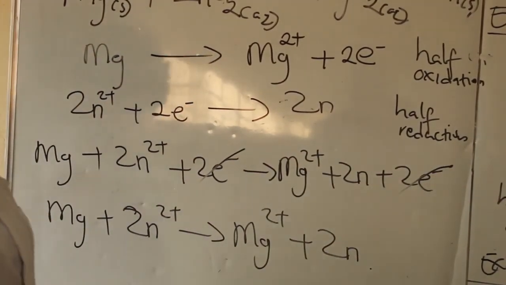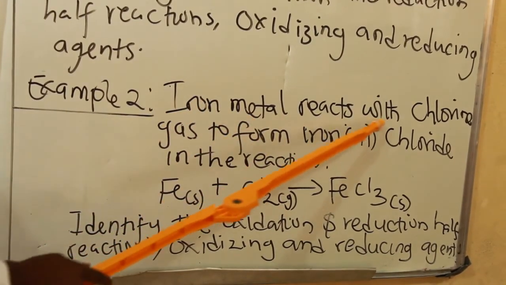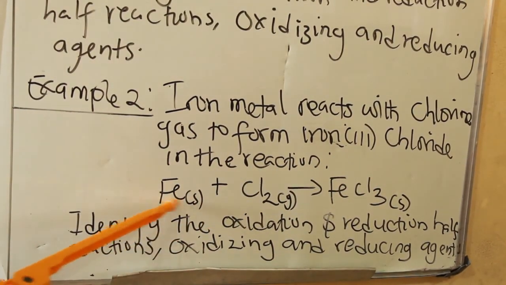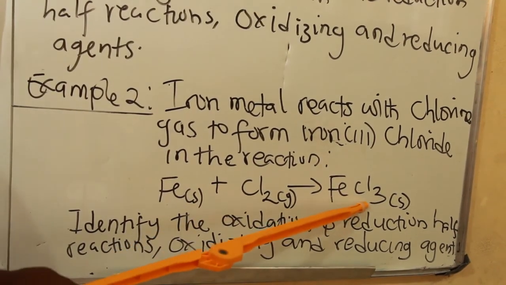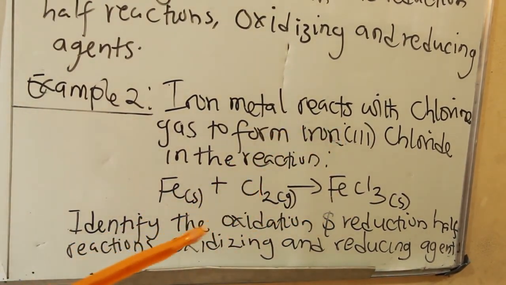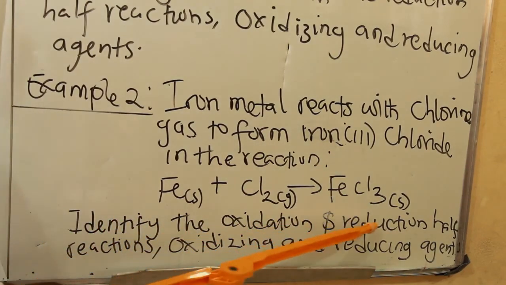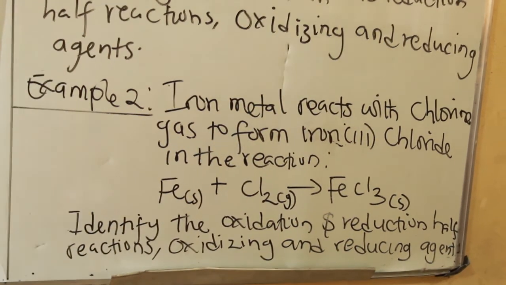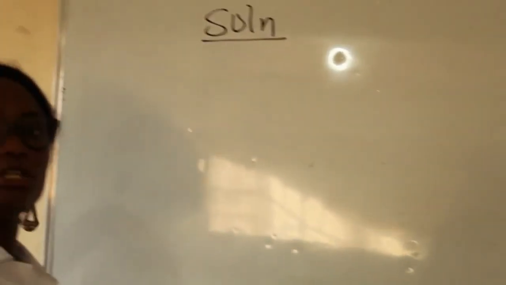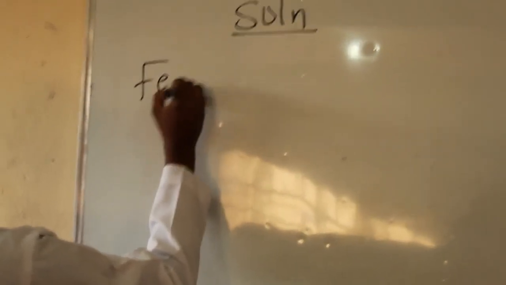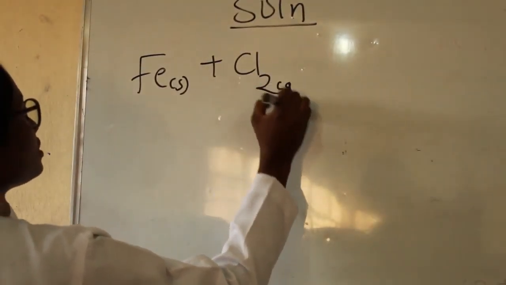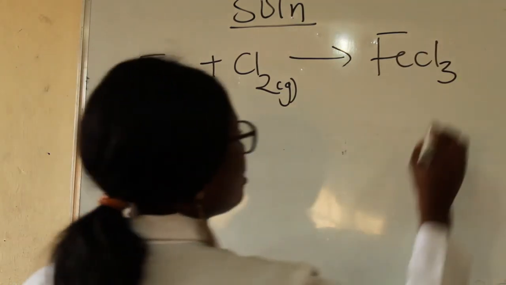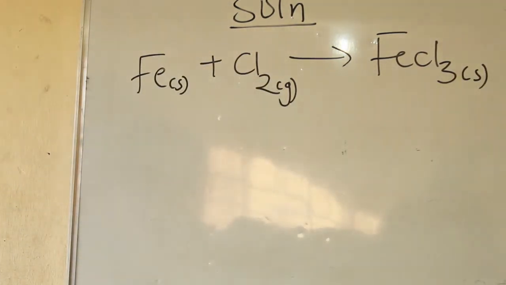Okay? Having gotten that, iron metal reacts with chlorine gas to form iron 3 chloride in the reaction. So you have iron here plus chlorine gas. Here is iron 3 chloride. Now identify the oxidation and reduction half reactions, and the oxidizing and reducing agents. So we'll apply the same method. What do you do first? Write out the equation. So you have your iron plus chlorine gas, because it is a gas, to produce iron 3 chloride. Now this is solid, right? So this is your reaction.